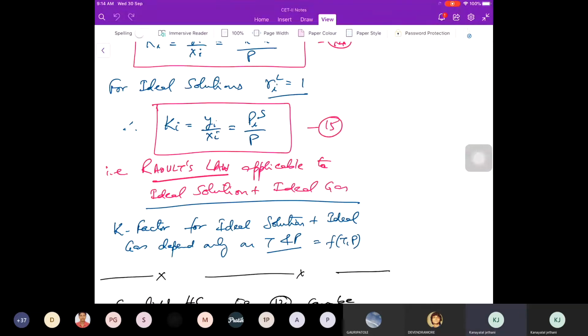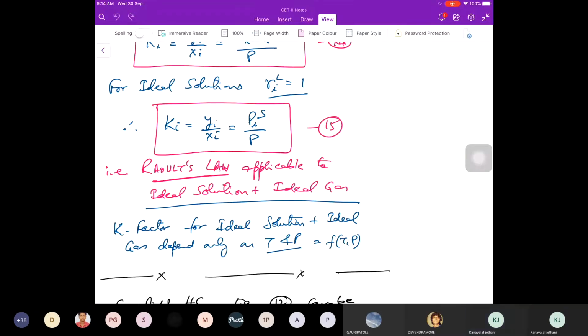So the K factor for ideal solution and ideal gas depends only on temperature and pressure, because the right hand side of this equation 15 is Pi S upon P. Pi S is the vapor pressure at that temperature, and P is the total pressure. So it's a function of only the temperature and pressure of the solution, not of the composition. That's important. You should remember that.